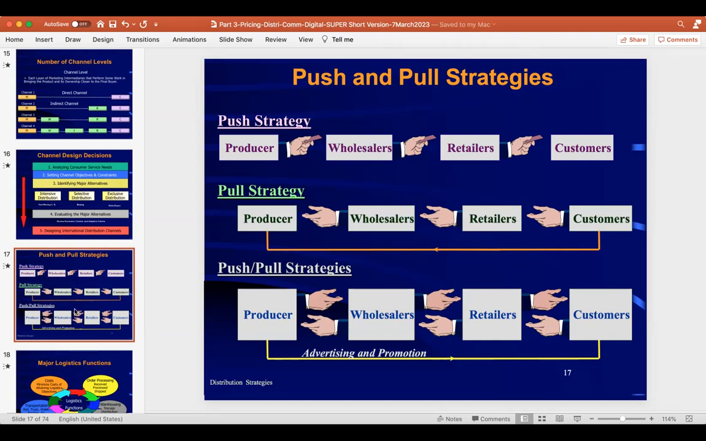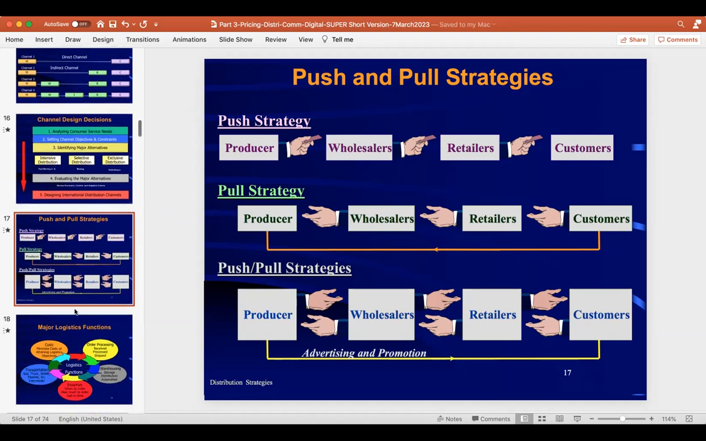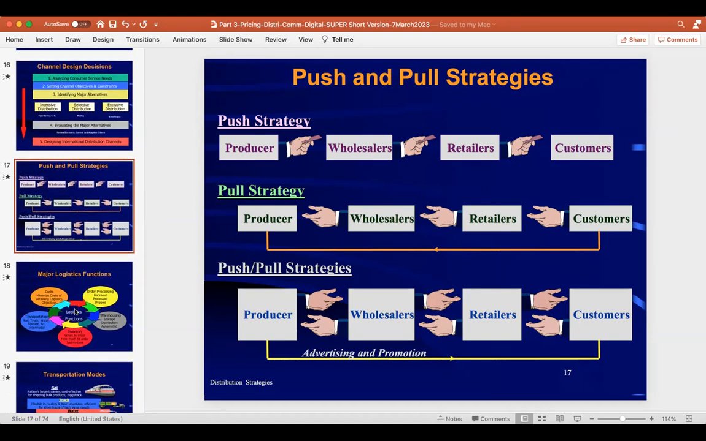Maybe you have traditional advertising, maybe social media, then you pay some influencers, they talk to the customers, and then the customers want your product. But at the same time, you offer incentive to the distribution to carry your product. So the push and pull strategy is a strategy at the distribution level.